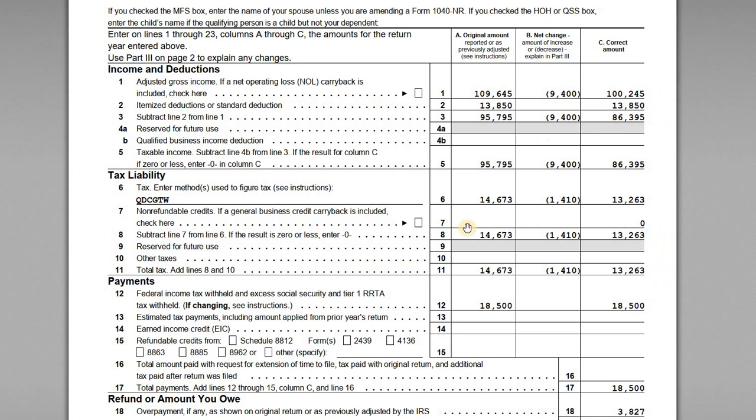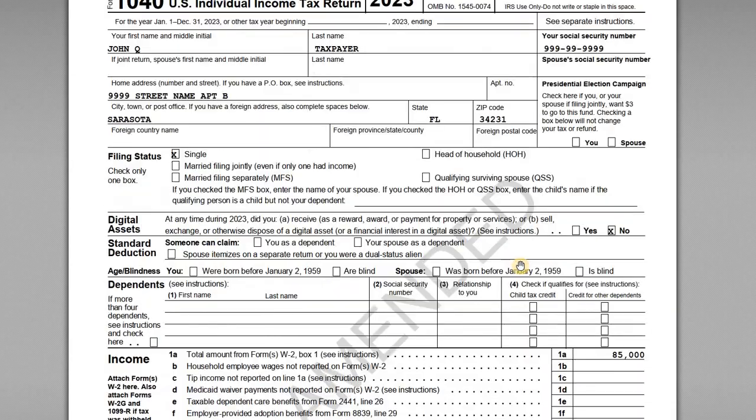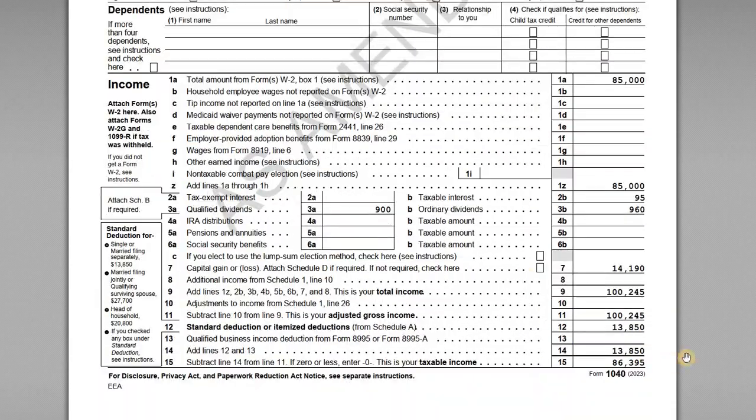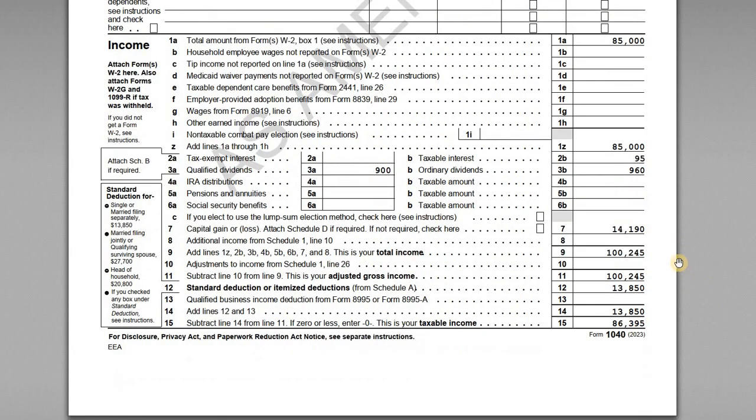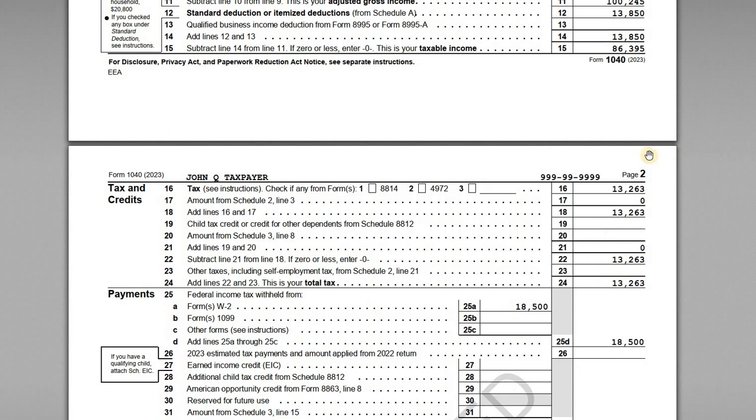If we have a look now at his amended 1040, after those changes were made, the things that remain the same are, of course, the wages. We didn't make any changes to this other investment income here. What has changed is the net amount of capital gain. So capital gain of $14,190 causes a reduction to your total AGI. Standard deduction remains the same. Taxable income drops, and so the amount of tax calculated drops as well.